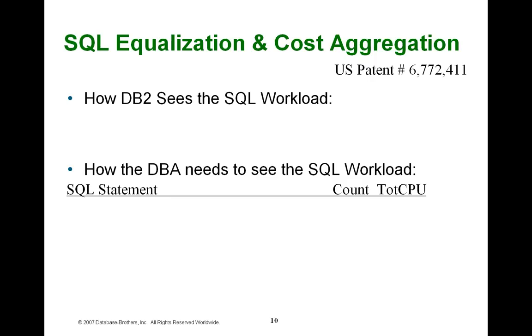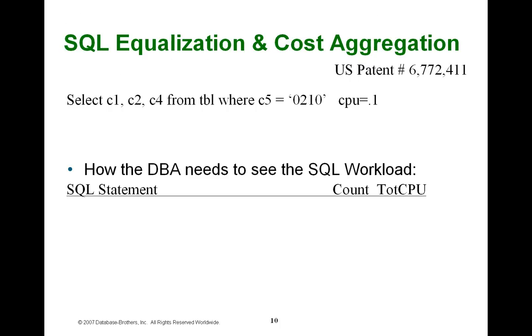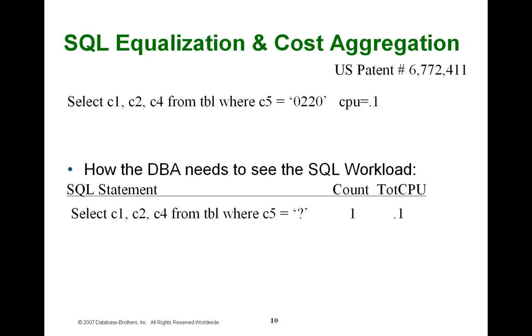Let's illustrate SQL equalization and cost aggregation. On the top of the screen, we see how the database sees the SQL workload, and on the bottom of the screen, how the DBA needs to analyze the workload. The first statement arrives into the database engine, selecting some columns from a table where C5 is equal to 210. This uses 0.1 CPU seconds. After equalization, the literal value is tokenized as a placeholder, and we note that this statement has occurred one time with a total cost of 0.1 CPU seconds.